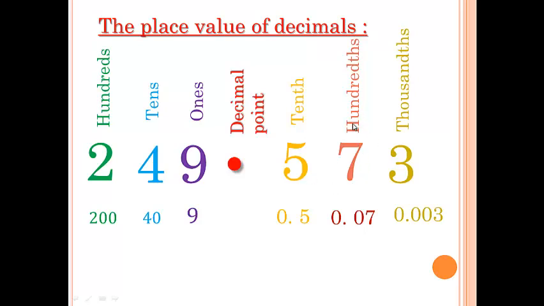Now the turn of 7. 7 in hundredth, okay, 0 whole, point. Now tenth converted into 0, so 0.07. 3 in thousandth, 0 whole, point, 0, 0, 3. Or you can write it with a fraction, 5 over 10. 7 in hundredth, 7 over 100. 3 in thousandth, 3 over 1000.